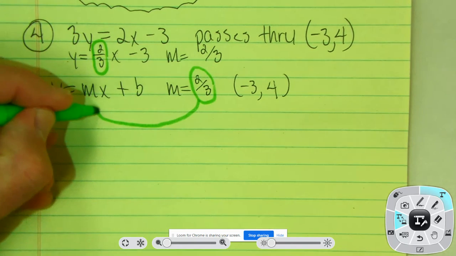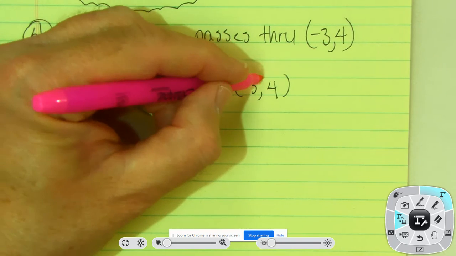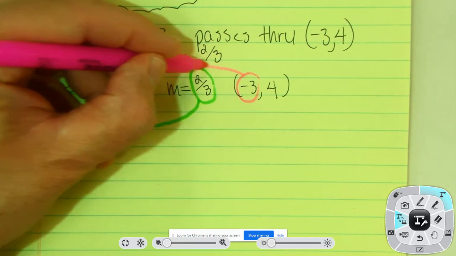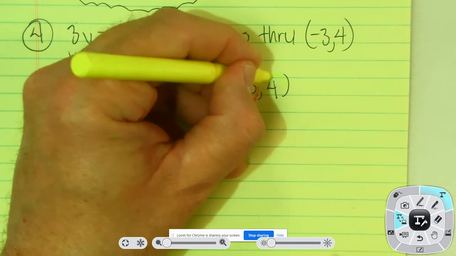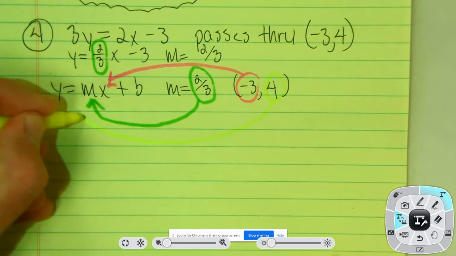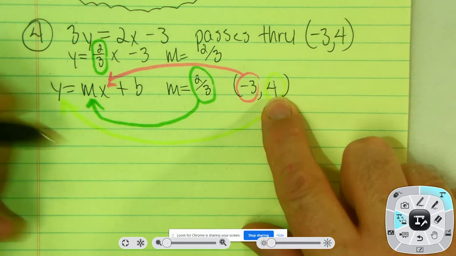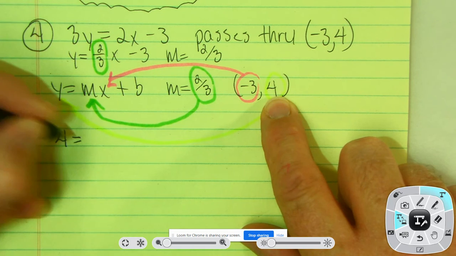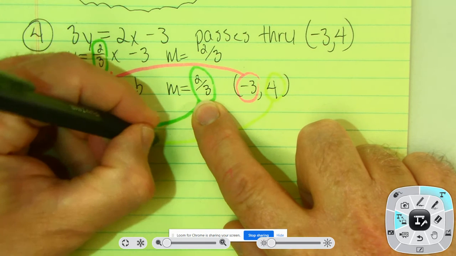All I have to do to find the y-intercept is to take the slope and plug it in for the slope. I need to take the x-coordinate and plug it in there. And I need to plug in the y-coordinate for y. That doesn't seem so bad after all. So y is 4, so it's 4 equals 2/3 times -3 plus b.